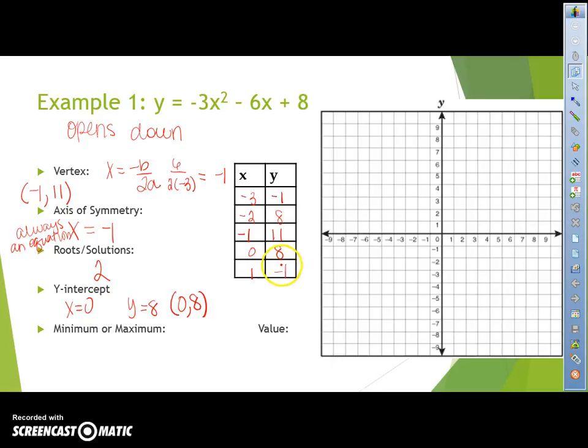So if we go ahead and graph what we have here, starting with the vertex, 11 is going to be just a little off your graph up top. Then we go negative 2 and up 8, and negative 3, down 1. Over here, we have 0 and up 8, and then 1 and down 1. So here is our parabola.